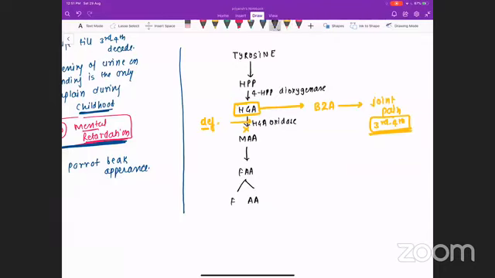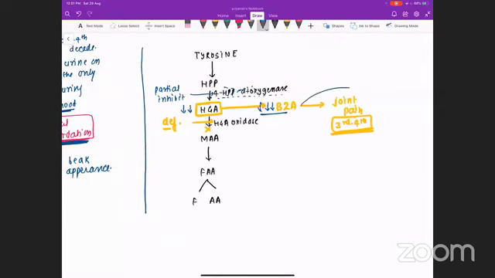So how can we prevent this? See, there is an enzyme just before HGA, with the name of HPP dioxygenase. What I do is, if I give a drug that partially inhibits this enzyme, then there will be a decrease in the formation of HGA. If there is a decrease in the formation of HGA, there will be a decrease in the formation of benzoquinone acetate. If there is less benzoquinone acetate, then the arthritis will be delayed. So this is how we can treat the patient: if somehow I can block this enzyme partially, then there will be a decreased amount of this, and that can delay the arthritis.